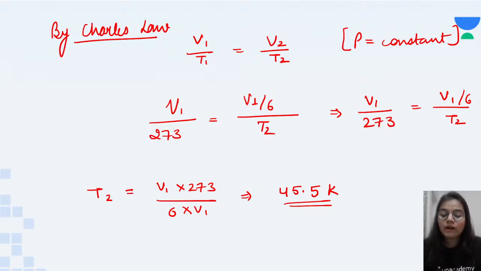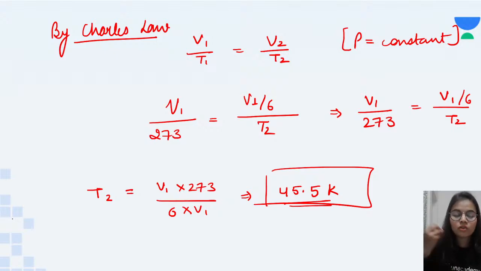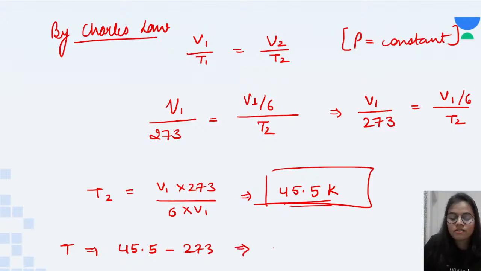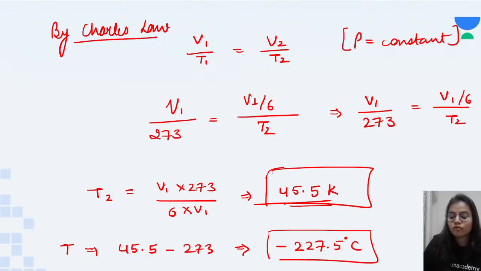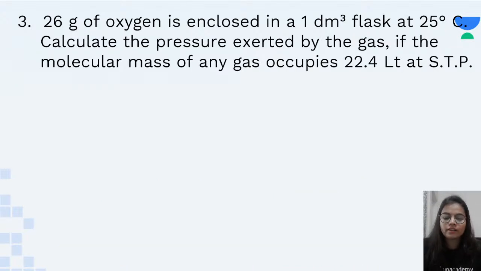Now, in our question, the temperature was asked. So, first of all, this is our answer. And if you want the value in degrees Celsius, how do we get it? We subtract: T is equal to 45.5 minus 273 for degrees Celsius, and the answer is minus 227.5 degrees Celsius. So what's our answer? Either 45.5 Kelvin or minus 227.5 degrees Celsius. Hope that is clear. Okay, moving on to our next question.